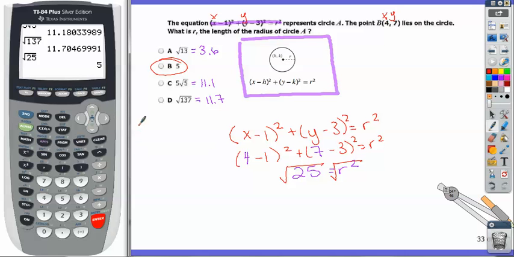Now notice I used information and plugged it in to the equation of a circle to actually figure out what the length of r is. Now I have to read that question because here it doesn't say r squared, so I knew I had to take the square root.